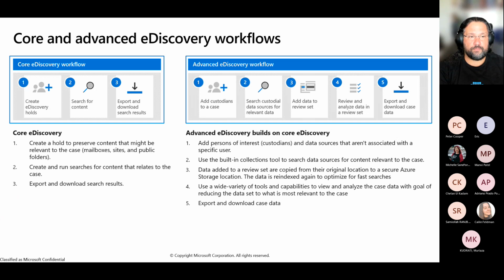So you have two different workflows for your eDiscovery. First, you create your eDiscovery hold, you search for that content, and then you export and download the search results. So that's the simple one. It's available to any license. Then you've got the advanced eDiscovery workflow, which is not. I think you need to have the Defender Premium, Defender for Office P2 in order to get it, though I'm not great with licensing because I don't sell, thankfully.